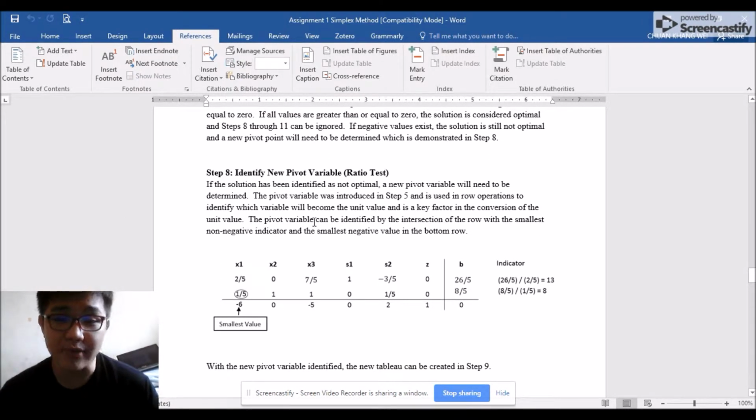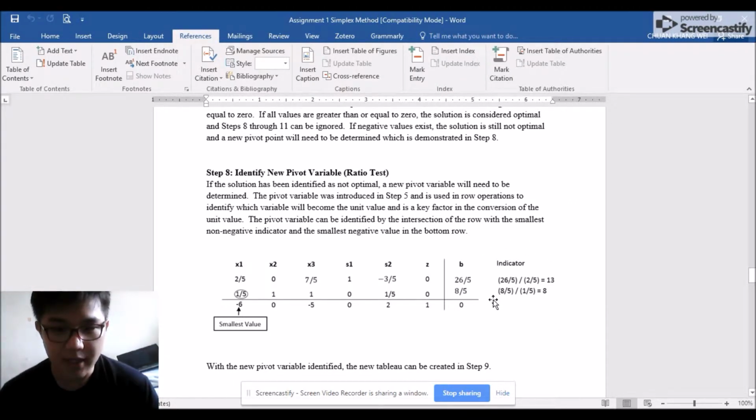Now we need to identify a new pivot variable by doing the ratio test. Before that, we need to know the entering variable. So we choose the smallest value as our entering variable. In this case, it's x1 because the value is -6 in the last row for the x1 variable. So x1 will be our entering variable, and we need to determine the pivot row by determining the ratio.